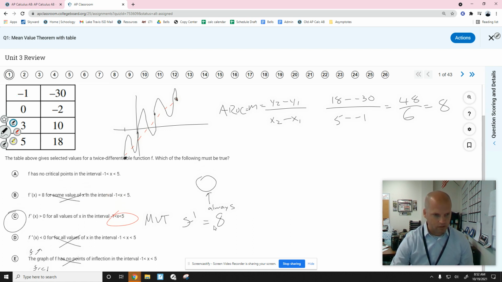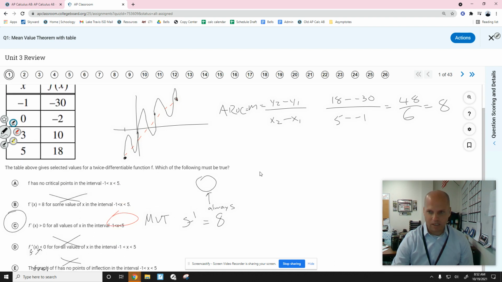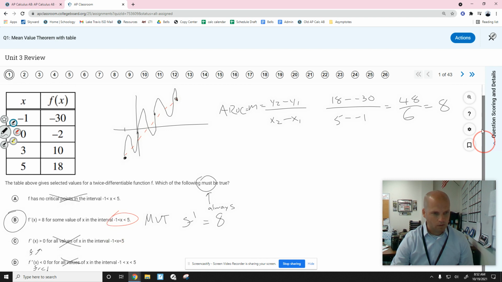Is there another option? Graph has no points of inflection. Yeah, no, I could have lots of points of inflection. So it's just going to be B. That is, must be true. It's a theorem. There, B.